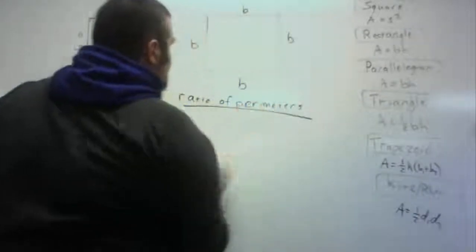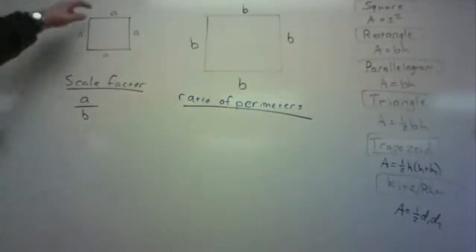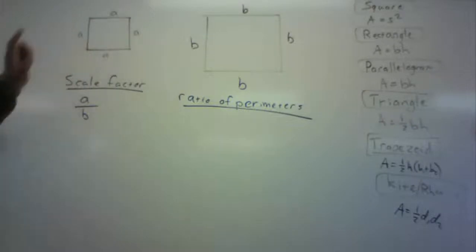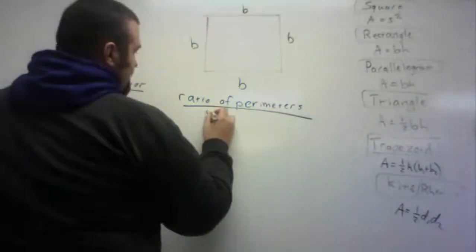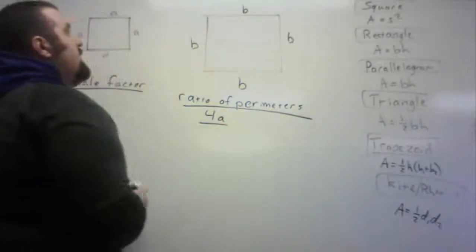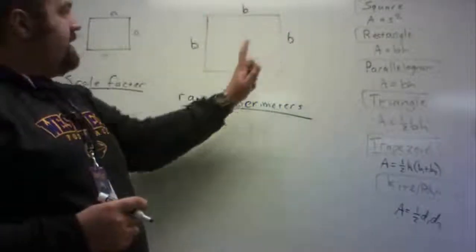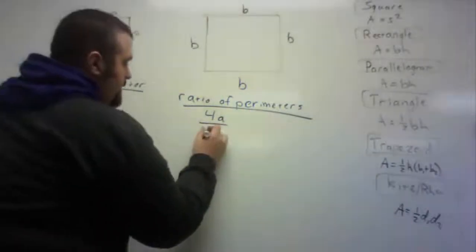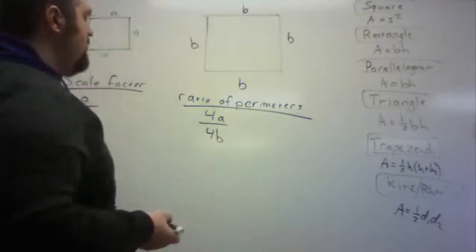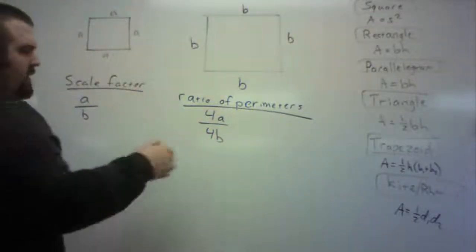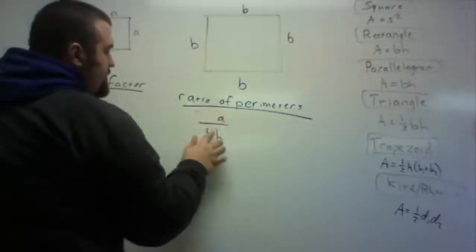So, if I look at the ratio of perimeters, the perimeter of this one is going to be a plus a plus a plus a, or 4a. If I look at this one, it's going to be b plus b plus b plus b, or 4b. Oh wait, 4 divided by 4 will cancel out, so the ratio of perimeters is a to b.